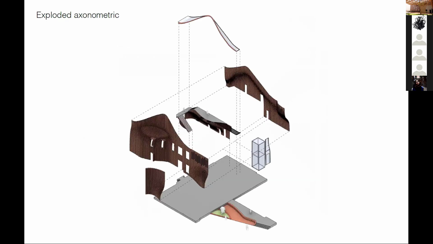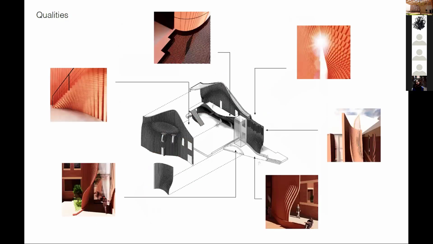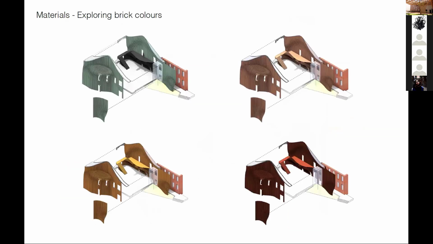This is an exploded axonometric diagram showing all the components of our structure. And this is exploring the main qualities of our design, to enhance the experience for the users. This was exploring different brick material colors, and we decided to proceed with the terracotta brick color.